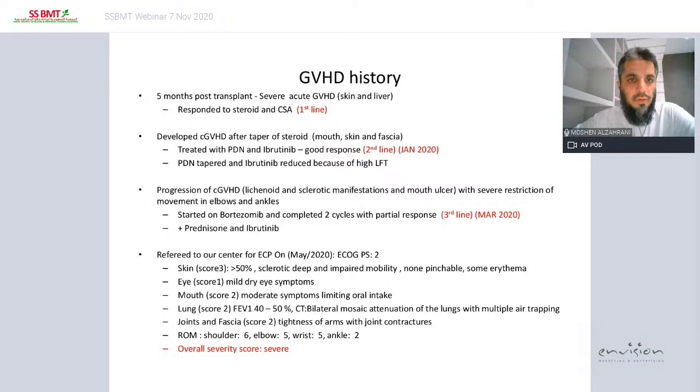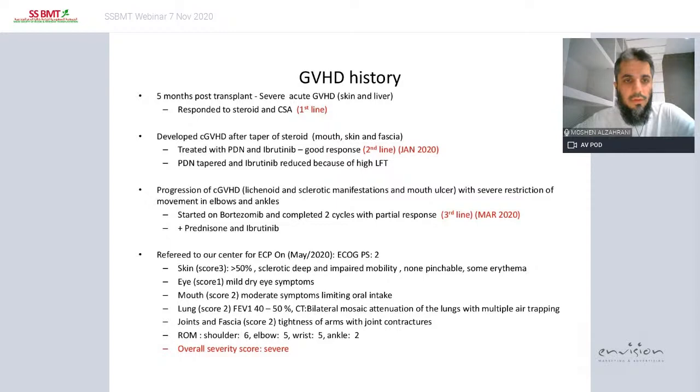Prednisone was tapered and ibrutinib reduced because of high liver enzymes. After that, she had a progression of chronic GVHD with lichenoid and sclerotic manifestations and mouth ulcers with severe restriction of movement in elbows and ankles. She was started on bortezomib and completed two cycles with partial response. This was up to March 2020. Plus, she was on prednisone and ibrutinib at low doses.